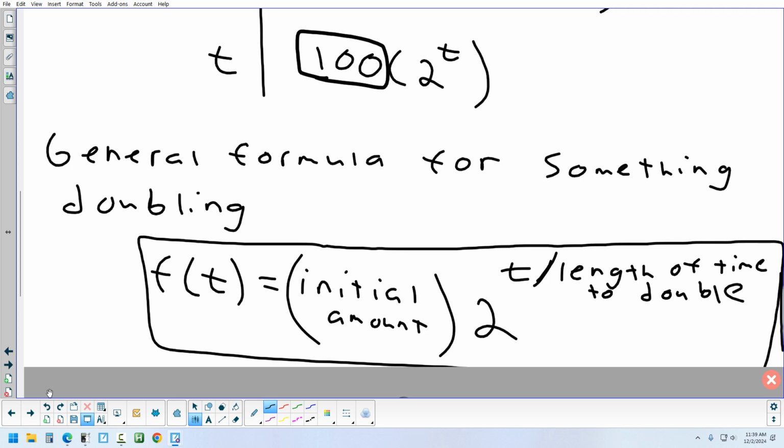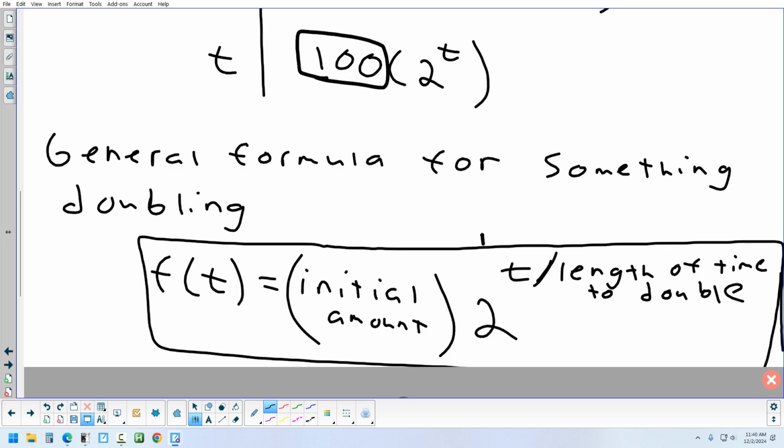So you have to know that when you are doing a doubling problem, what goes after the initial amount is always a 2. And that's because doubling is 100% growth. A lot of people think doubling means 200% growth. Nope. Doubling is 100% growth. It's like if you were making $15 an hour and you get a 100% raise, you would be making $30 an hour. That's doubling.